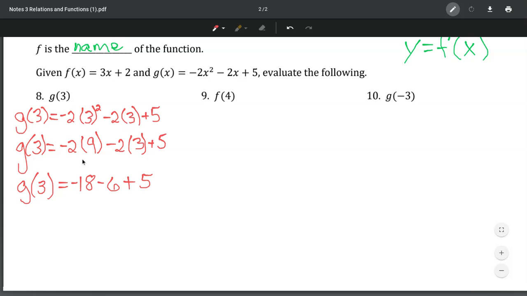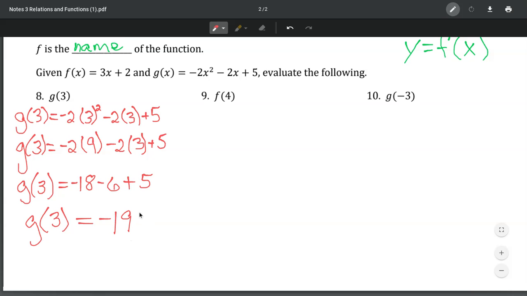And so we're going to get -18 here. -2 times 3 is -6, and we still have our +5. Combine all of those. -18 minus 6 is -24, plus 5 puts us at -19. And so our final result is g of 3 equals -19. And what that tells us is that when we substitute a value of 3 into equation g, we're going to get an answer of -19.